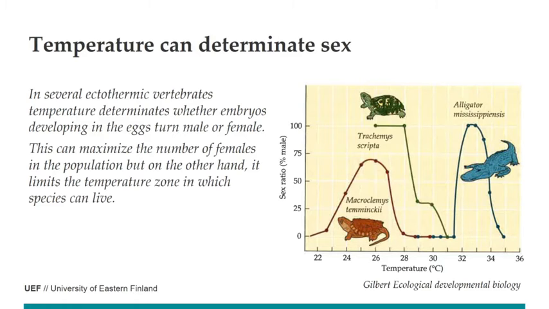And actually it has been speculated that this was one of the problems in the dinosaurs. When the temperature was changing, they lost first males or females, and then they lost the species completely.